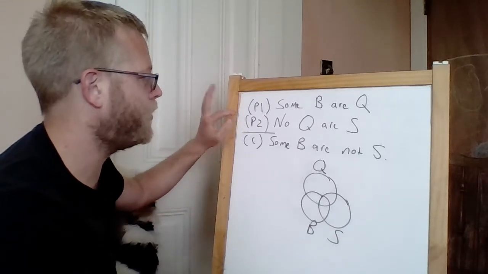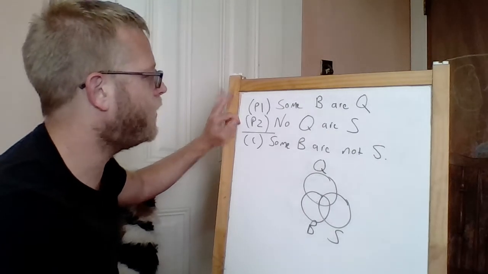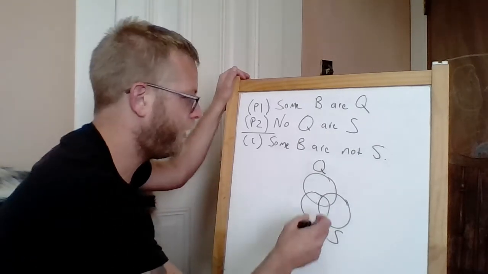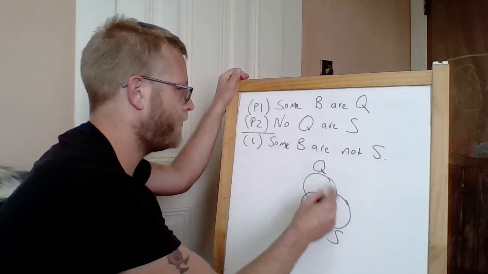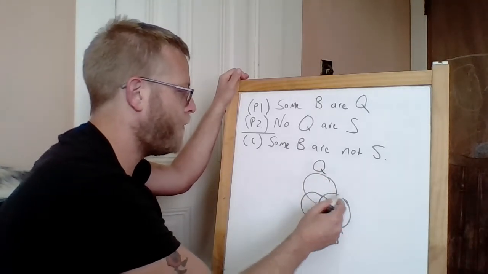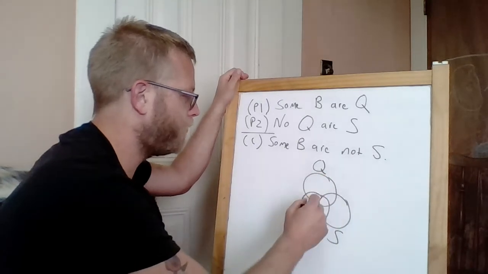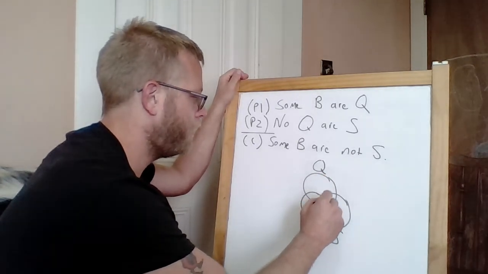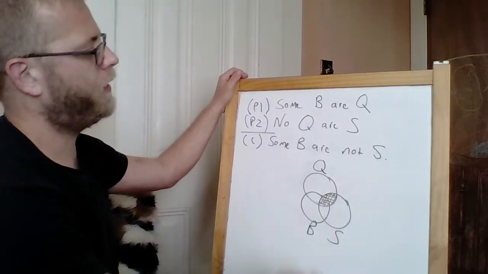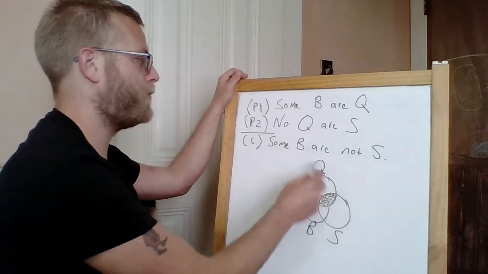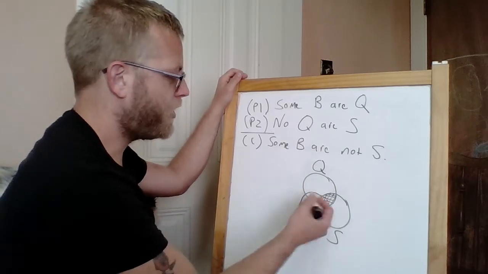Okay, so let's focus on this one. No Q or S. Now that's easy, right? We know that there's a Q group and an S group, and we're saying none of the members of Q are members of S. There's no overlap. So symbolize accordingly, right? We're saying there's nothing in the overlap between Q and S.